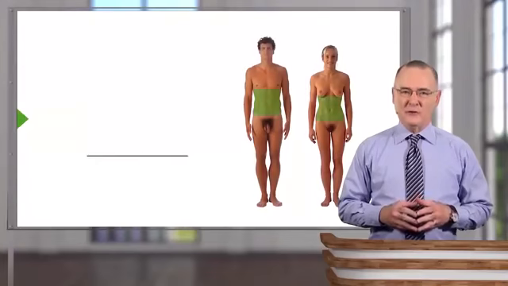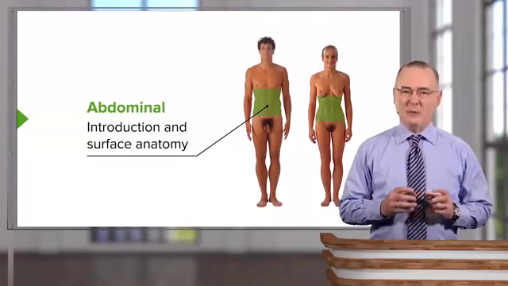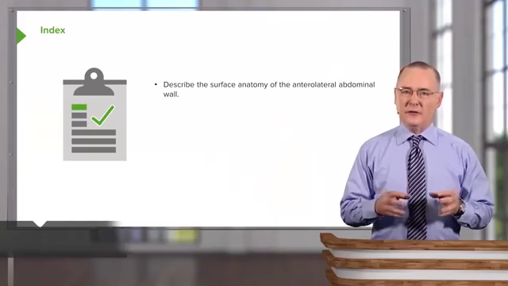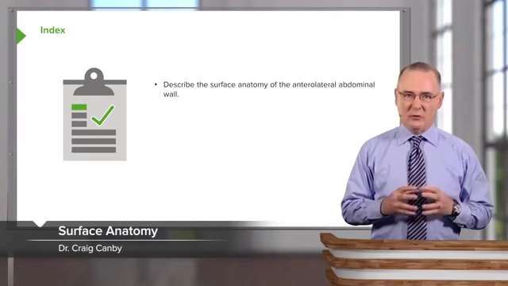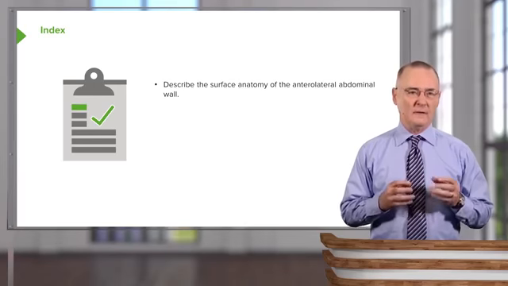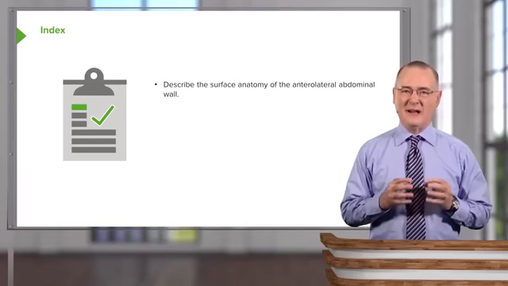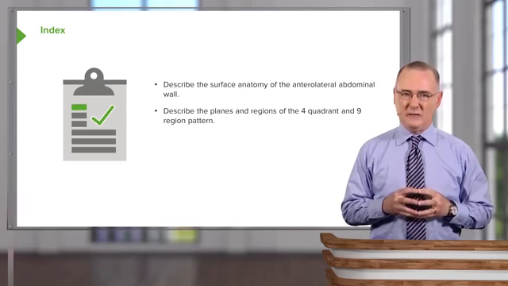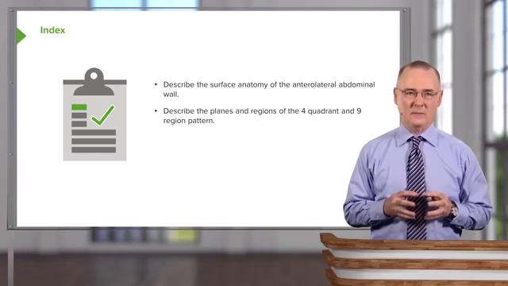Welcome to this lecture on an overview on the abdominal wall. This slide lists the objectives that you should be able to answer as a learner at the conclusion of this presentation. First, describe the surface anatomy of the anterolateral abdominal wall. Describe the planes and regions of the 4-quadrant and 9-region pattern.